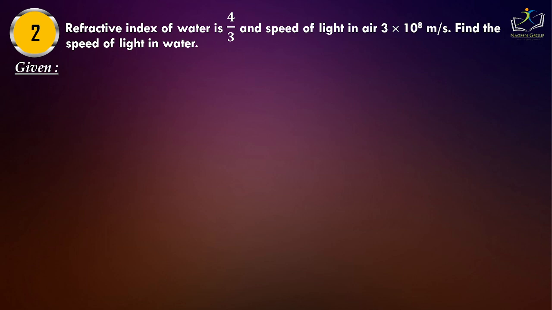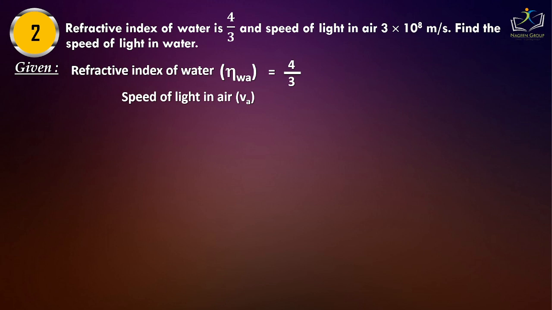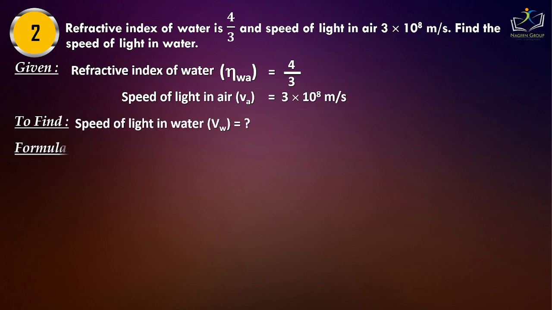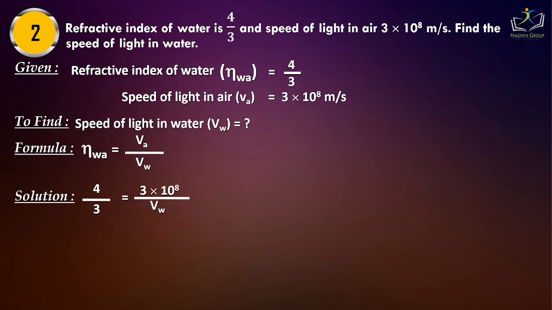The refractive index of water is 4 by 3. The speed of light in air is 3 into 10 to the power 8 meter per second. Find the speed of light in water. So here the refractive index of water is 4 by 3. The speed of light in air is 3 into 10 to the power 8. We know the refractive index is equal to velocity of light in air by velocity of light in water. Now we need to find out the speed of light in water. So take the denominator upside. We have here this, right?